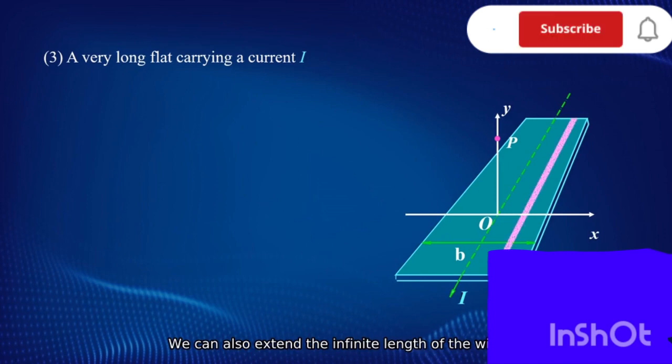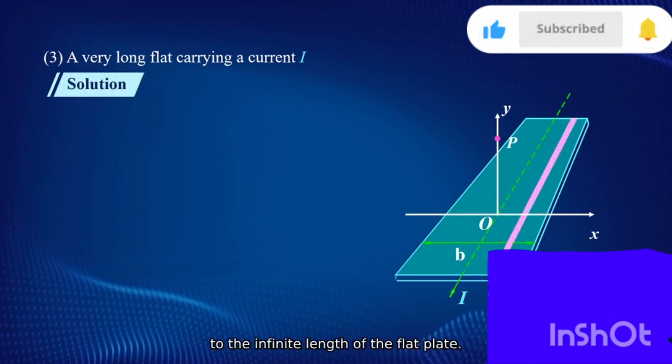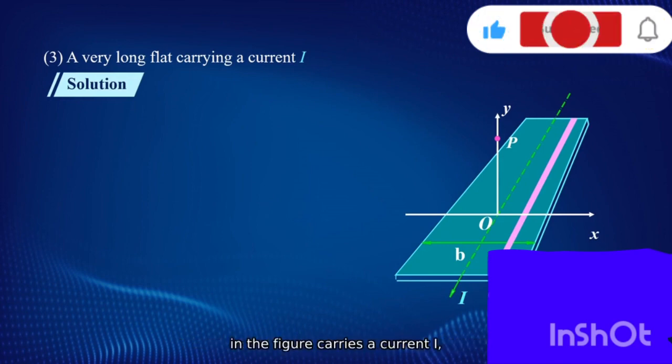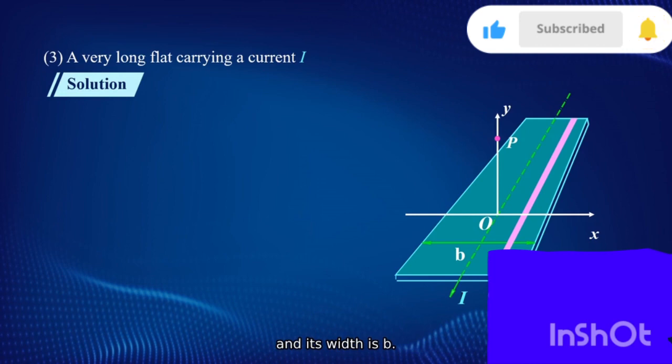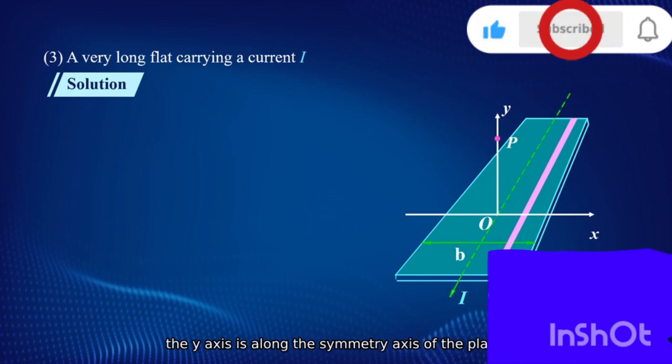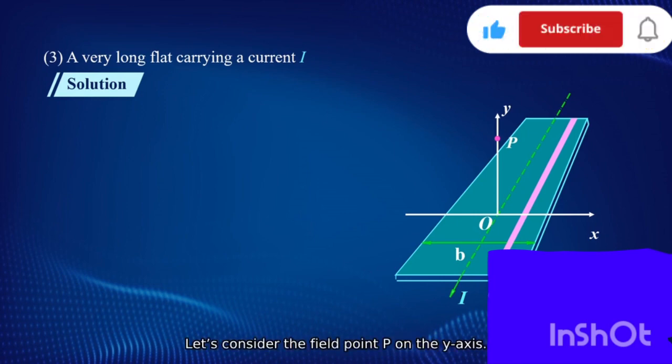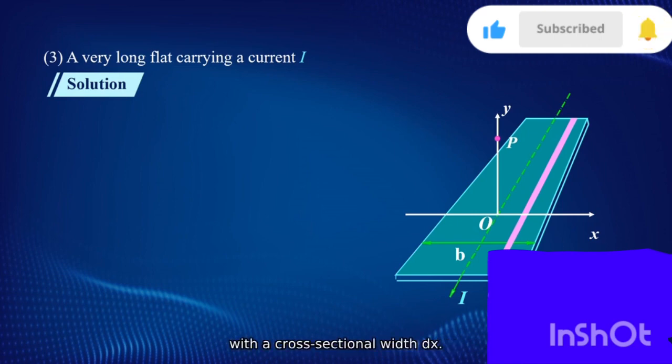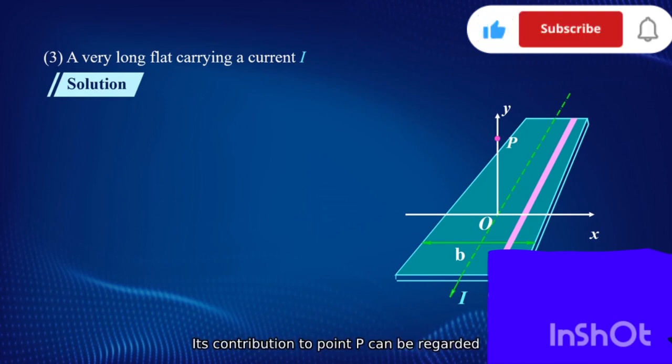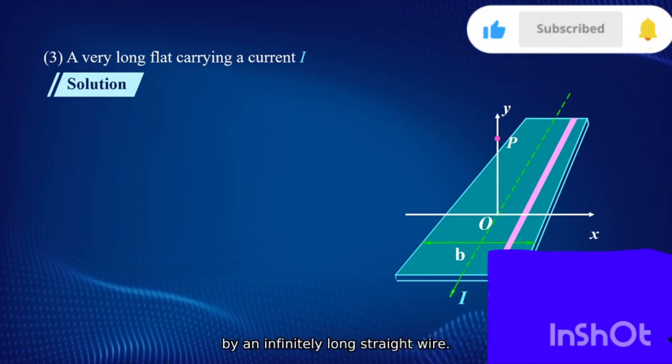We can also extend the infinite length of the wire to an infinitely long flat plate. We consider the infinitely long plate as shown in the figure, which carries a current I and its width is b. Establish a coordinate axis. The y-axis is along the symmetry axis of the plate. Let's consider the field point P on the y-axis. Take a current element on the plate with a cross-section width dx. Its contribution to the point P can be regarded as a magnetic field generated by an infinitely long straight wire.